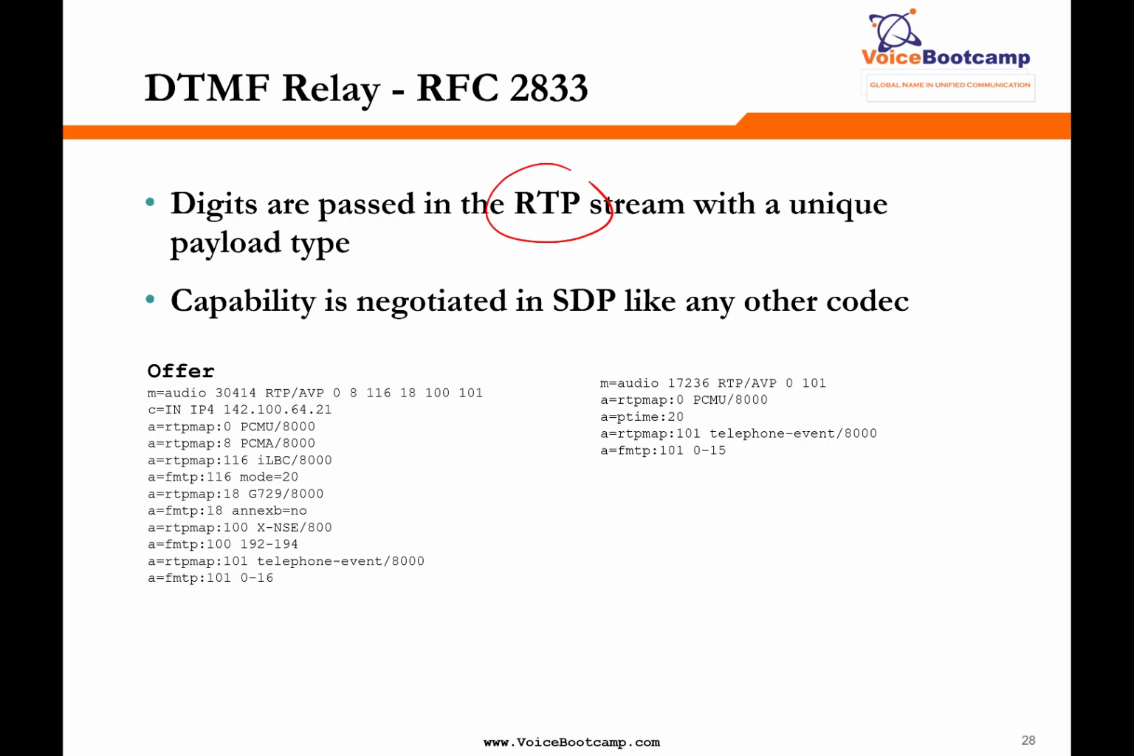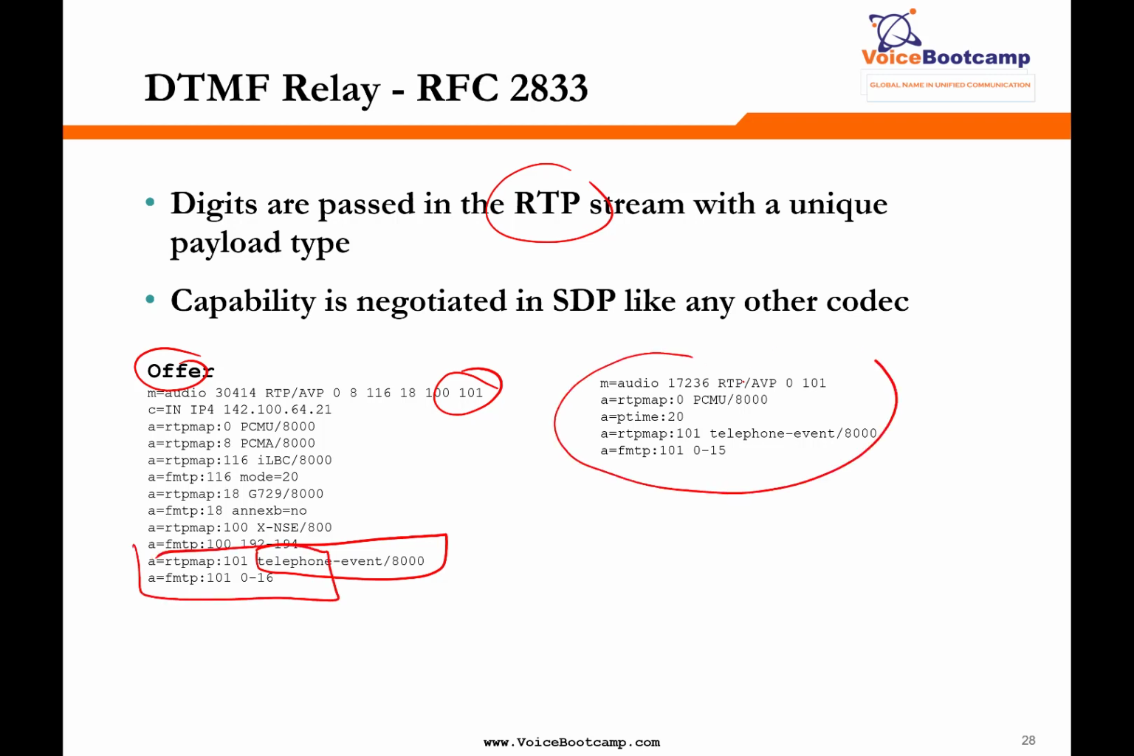Now, if you take a look at this particular message right here, when you're sending in an offer, you'll see the DTMF right there, the telephone event. That's an indication that you have RFC 2833 DTMF relay right there. Whereas the answer should contain something very similar to that as well.